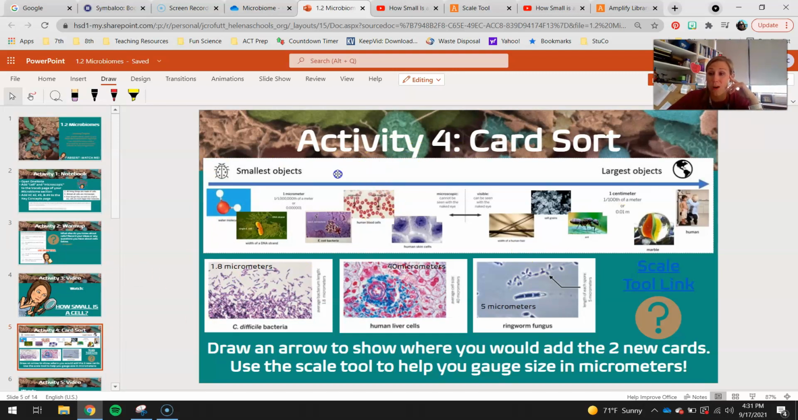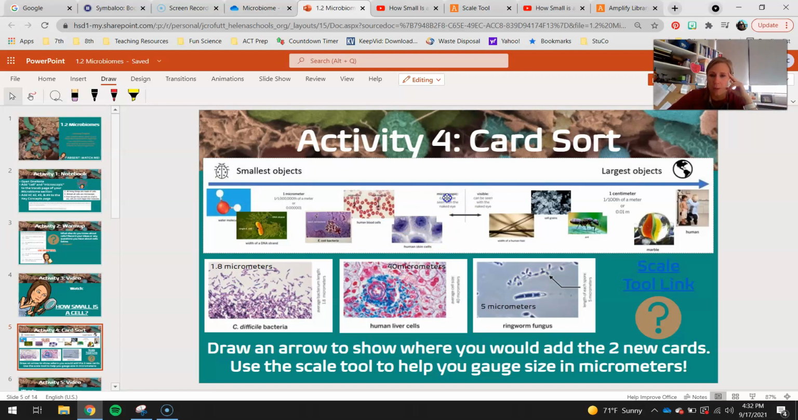So this is in 1.1 microbiomes. I gave you guys what we put together in class and then in the last assignment for you to see. All right, we had a water molecule as the smallest out of all those objects that we looked at, then the width of a DNA strand. In between there, we had about 1 micrometer. E. coli is a couple micrometers. Human blood cells are bigger. Human skin cells are even bigger.